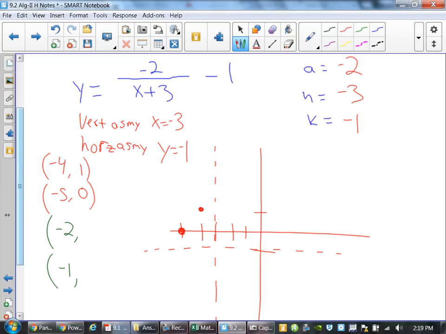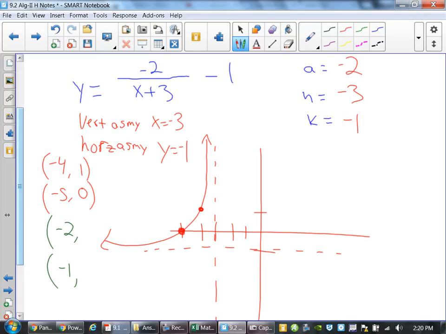Do I have enough points on that portion to tell what direction that curve is going? One's lower than the other. They're approaching asymptotes both directions. So our curve is doing this. And now I substitute in on the exact same values for the other side.